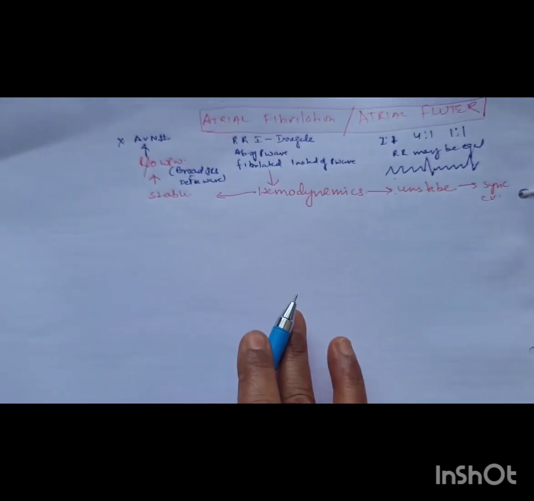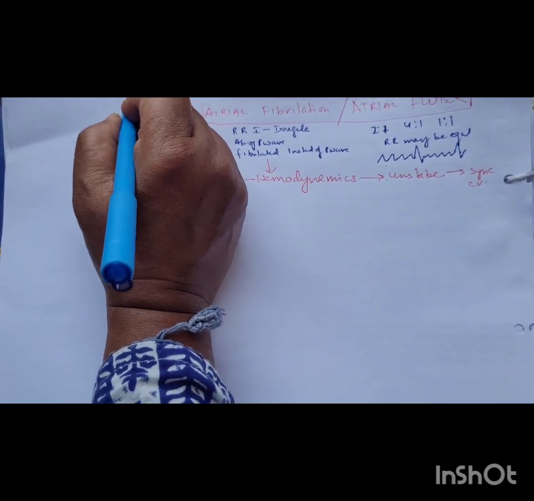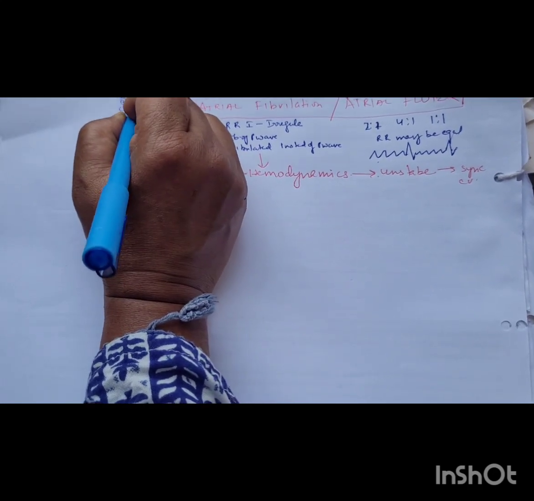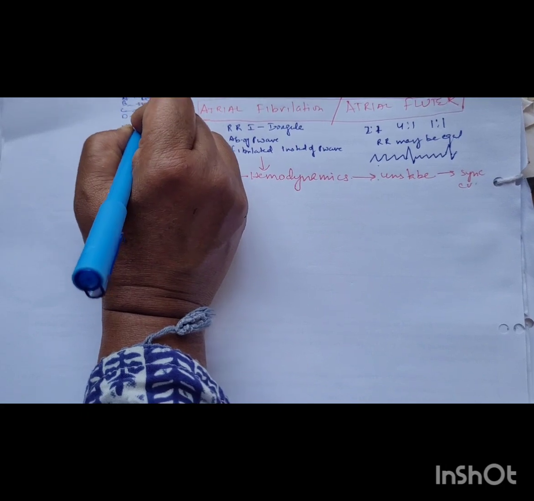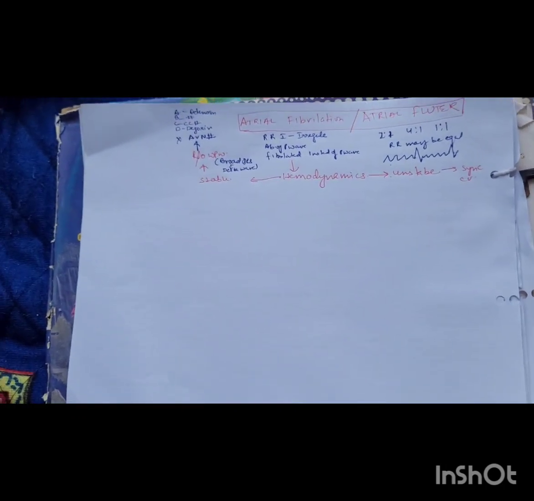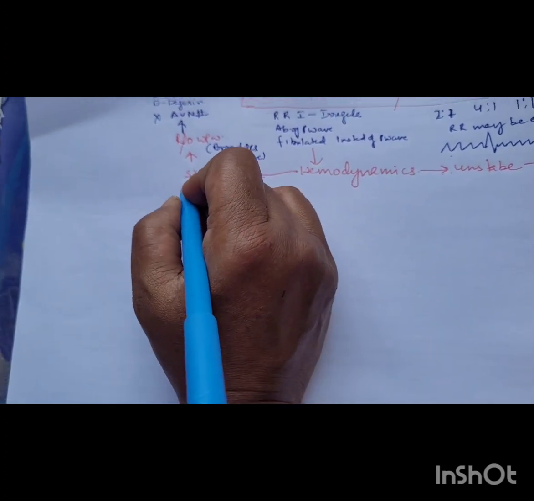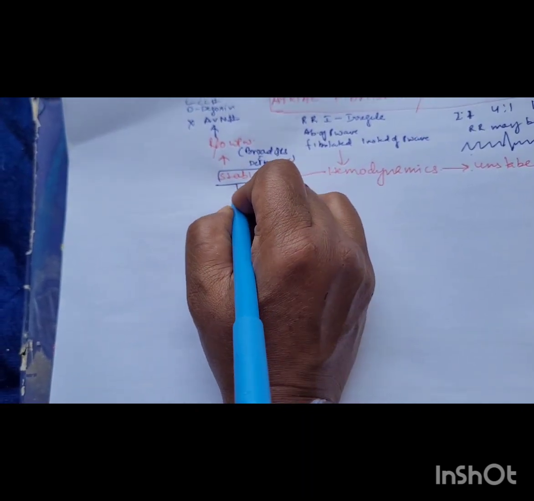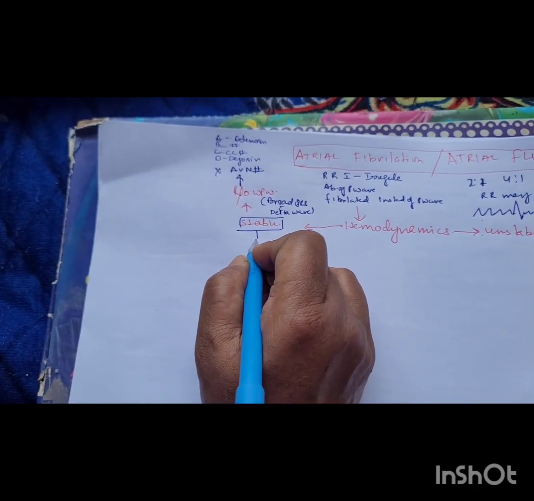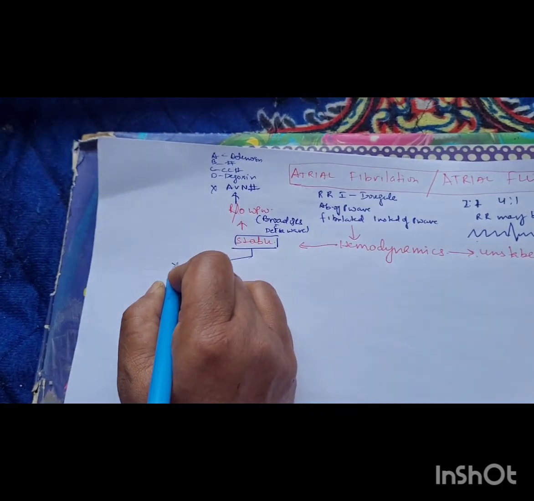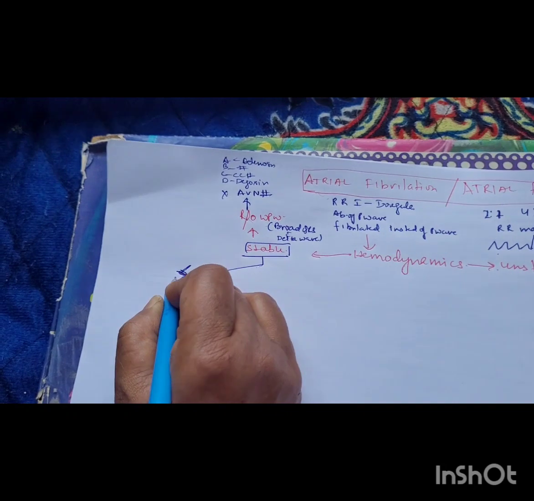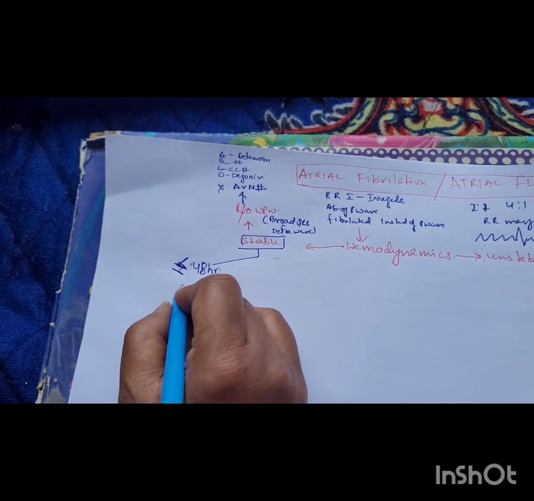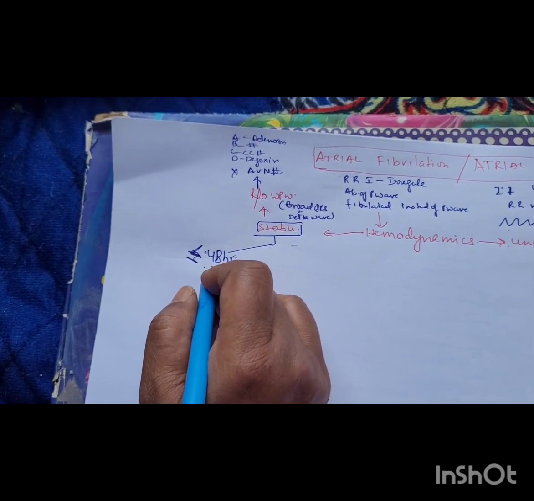What are the AV node blocking agents? I have remembered them as A, B, C, D: adenosine, beta blocker, calcium channel blocker, digoxin. So if the patient is stable, now you have to see whether this arrhythmia is greater than 48 hours or less than 48 hours. So if less than or equal to 48 hours, you can control the rate as well as convert the rhythm.